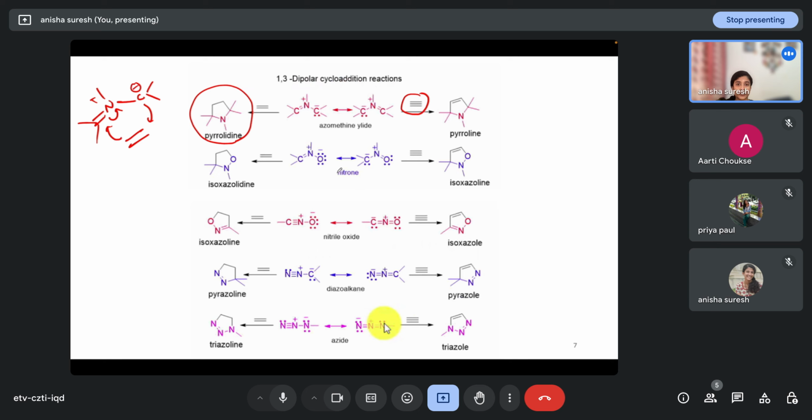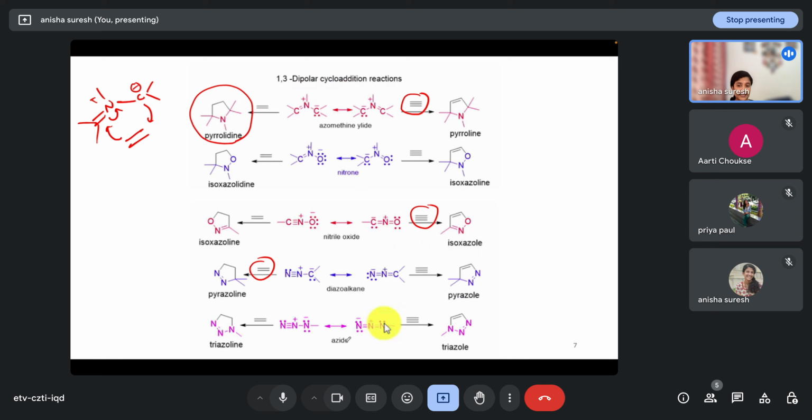And similarly, if we have a nitrone, when it reacts with ethene, it will result in the formation of isoxazolidine. And when it reacts with ethyne, it will result in the formation of isoxazoline. And in the case of nitrile oxide, when it reacts with ethene, it will result in the formation of isoxazoline. And when it reacts with ethyne, it will result in the formation of isoxazole. When we have diazoalkane, when it reacts with ethene, it will result in the formation of pyrazoline. And when it reacts with ethyne, it will result in the formation of pyrazole.